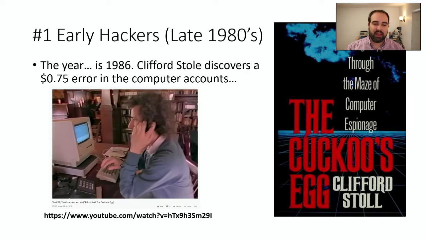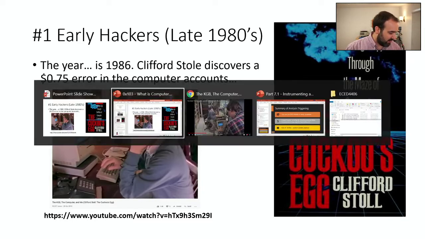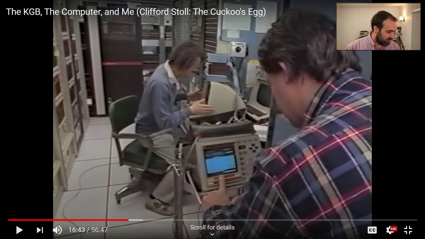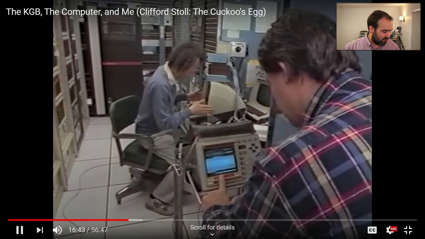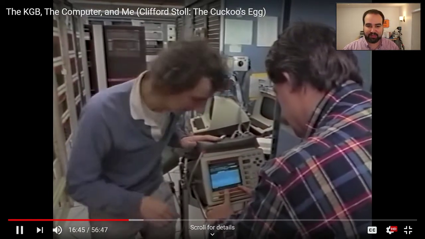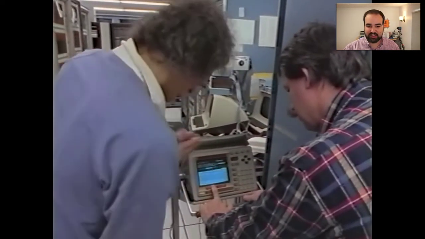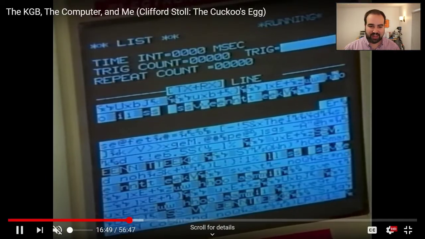And this led to this huge chase, basically, to figure out who this person was. How did they get in, all this stuff. There's a pretty cool documentary on it that I linked below on YouTube, The KGB, The Computer and Me, so it's got lots of really great late 1980s action that you can check out, so highly recommend it.